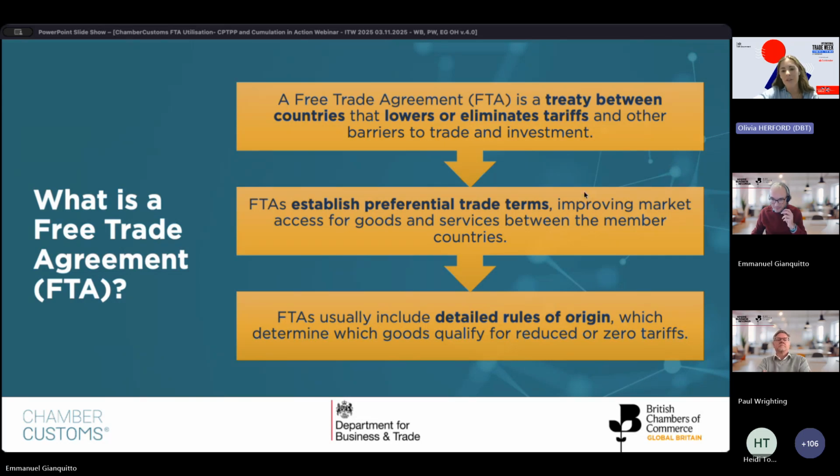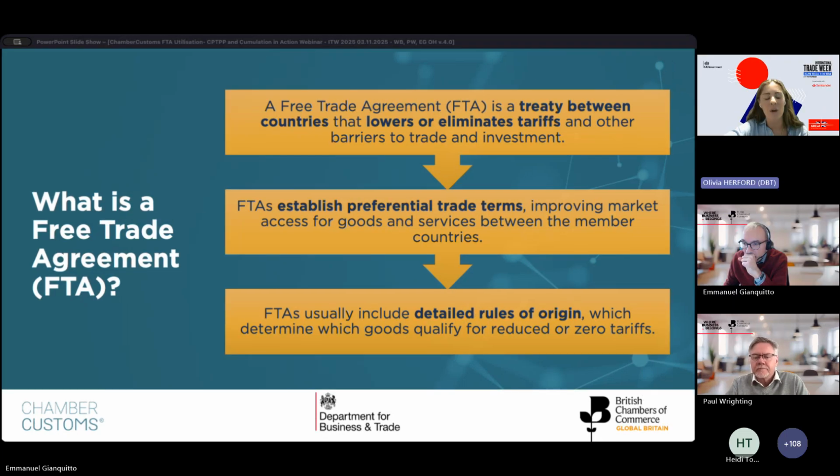Fantastic. Thanks, Emmanuel. Like Emmanuel was saying, I am at the Department for Business and Trade, and I head up our team that focuses on utilising the CPTPP trade agreement, which I'll go into detail on in a second. Essentially, what we do is translate what the trade agreements the UK signed up to mean in a commercial aspect for the business community. So I thought I'd do a little bit of scene setting. What are trade agreements? Why do we sign them? What's the UK's collection of trade agreements at the minute?